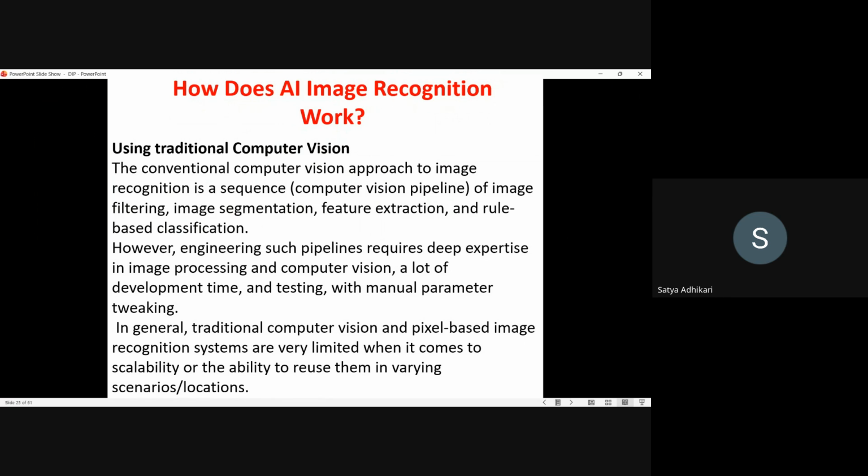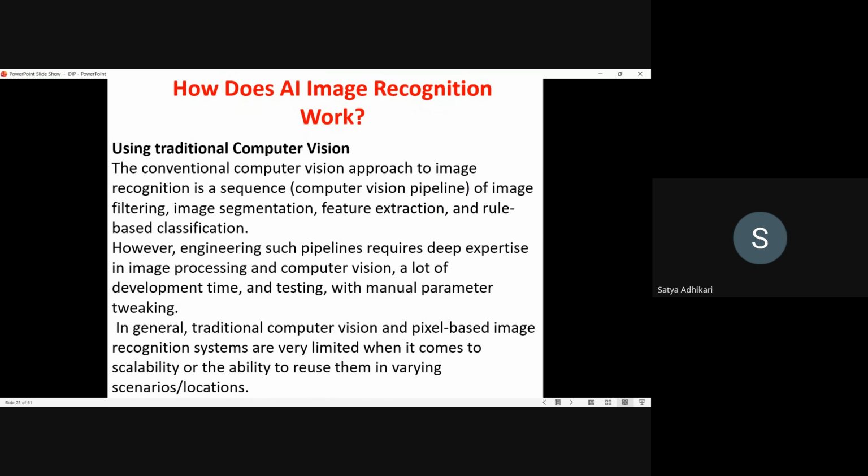The conventional computer vision approach to image recognition is a sequence, a computer vision pipeline of image filtering, image segmentation, feature extraction, and rule-based classification. We have already discussed some of them: what is filtering, what is feature extraction. However, engineering such pipelines requires deep expertise in image processing and computer vision, and a lot of development time and testing with manual parameter tweaking. So that is why it needs manual processing. It takes a lot of time.